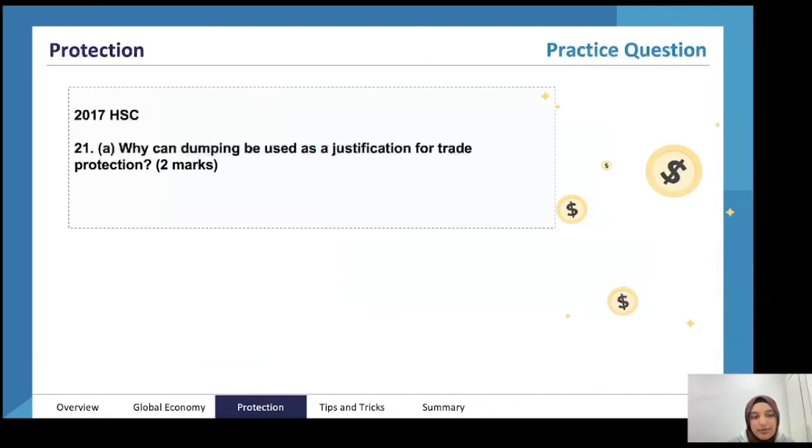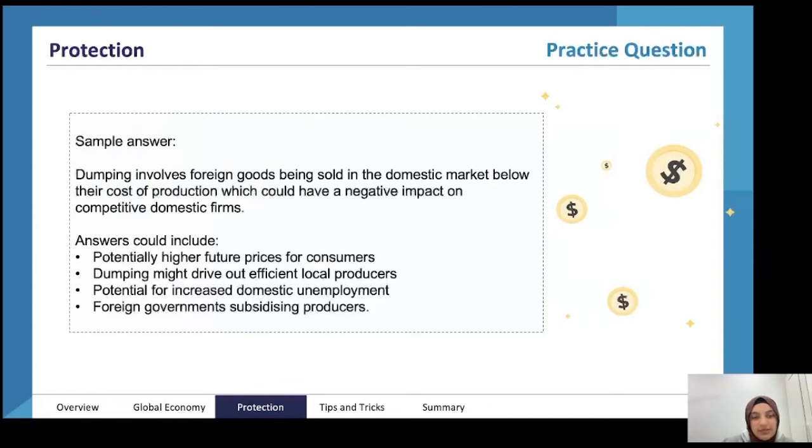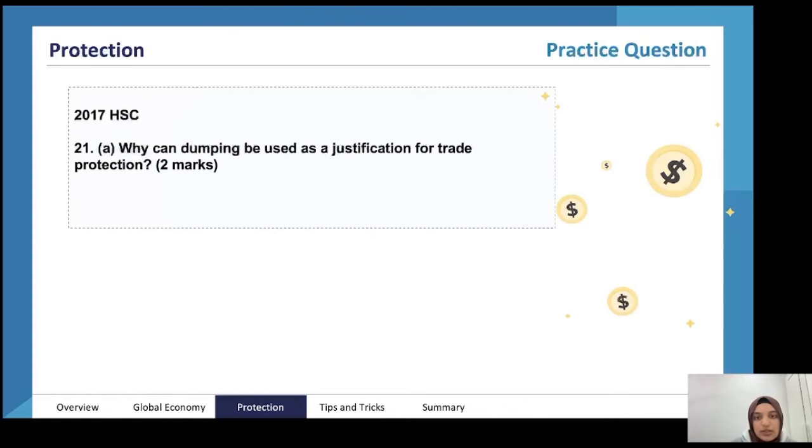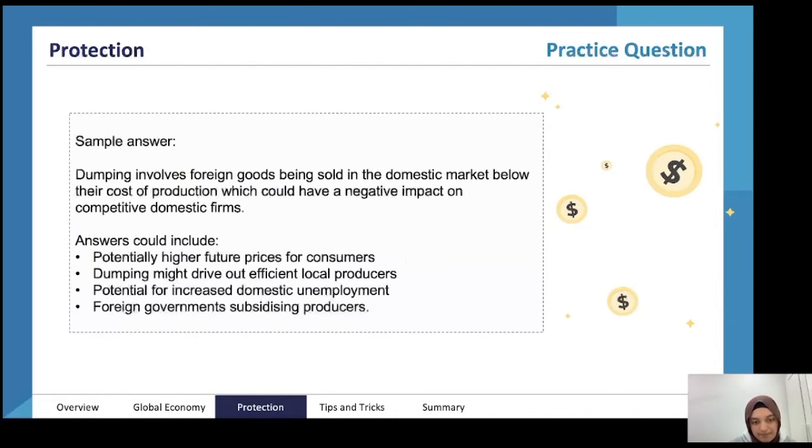Okay, now let's go through the answer for this one. Sample answer: dumping involves foreign goods being sold in the domestic market below their cost of production, which could have definite negative impacts on competitive domestic firms. Answers could include potential higher prices in the future for consumers. Dumping might drive out efficient local producers, and then potential for increased domestic unemployment as well. Also foreign governments subsidizing producers. So they're all answers that you could have included, but essentially just understanding what dumping is, defining it, and then the effect of it, which is what the question is asking you to do. So, why can dumping be used as a justification for trade protection?